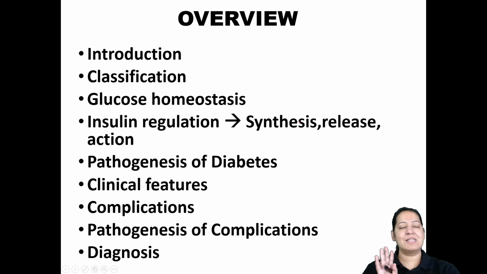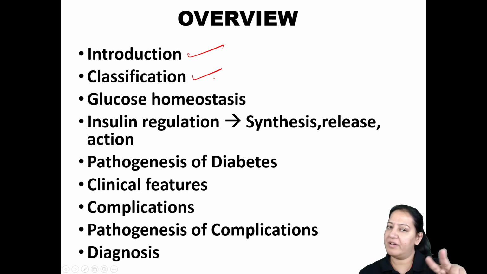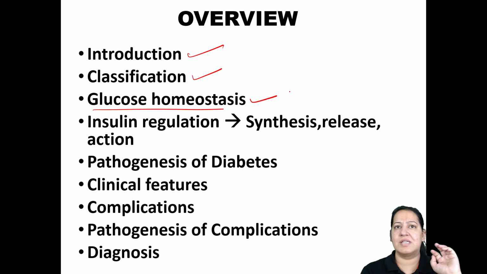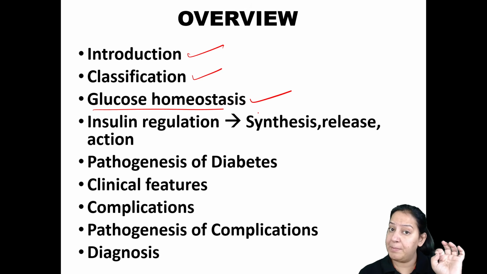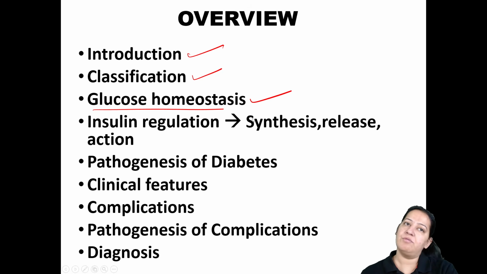Okay, so let me start with diabetes now. Till now, what have we understood? We have understood the introduction, what is diabetes. We have understood the classification, the various types of diabetes, type 1 in detail, type 2 in detail. We have understood glucose homeostasis also with the help of two hormones, insulin and glucagon. Insulin is secreted during meals and glucagon during the fasting state, and together they act in human blood and maintain normal blood glucose level. So glucose homeostasis we have already understood.